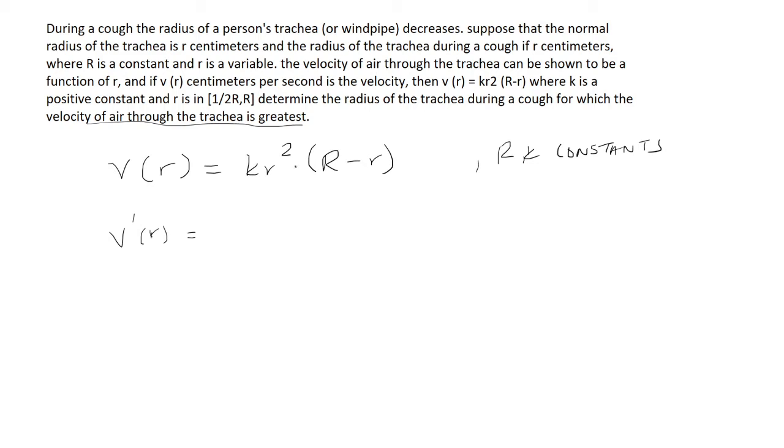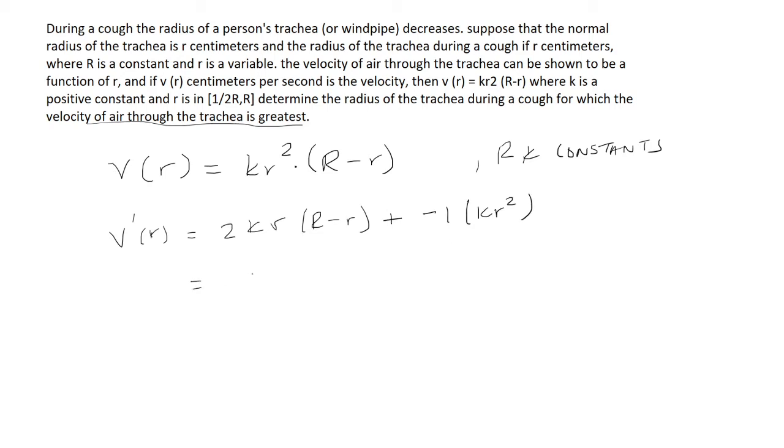For this, I'm going to have to apply the product rule. The derivative of k r squared is just 2kr, and then multiply that by big R minus lower r. Plus, now we take the derivative of big R minus little r. Big R's derivative is 0 because it's a constant, and the derivative of negative lower r is negative 1. Multiply that by k r squared.